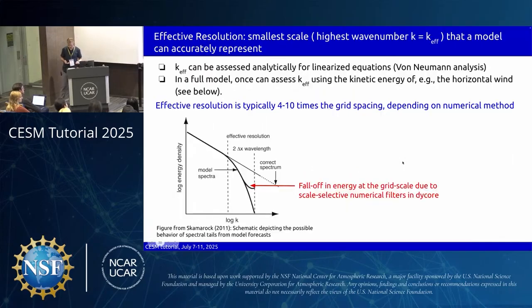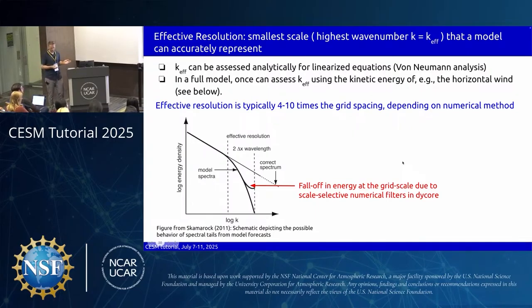Get to the next. So what you would do if you take classes on this at universities is what's called a von Neumann analysis. You linearize your system, and then you can analytically derive what your numerical errors are. We can't do that in a full model.